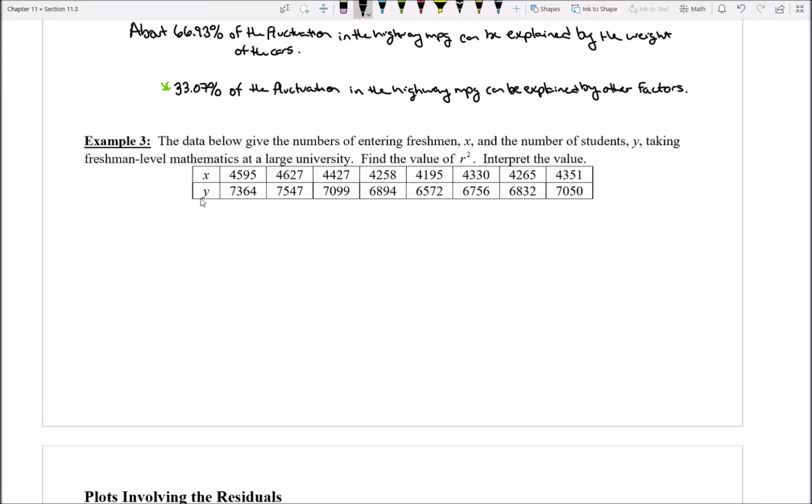So what I'm going to ask you to do here is to pause the video and see if you can try to find the value of r squared on your own, like we did in the last video, and see if you can go ahead and actually write out an interpretation. When you unpause the video, you'll see me going through the solution.